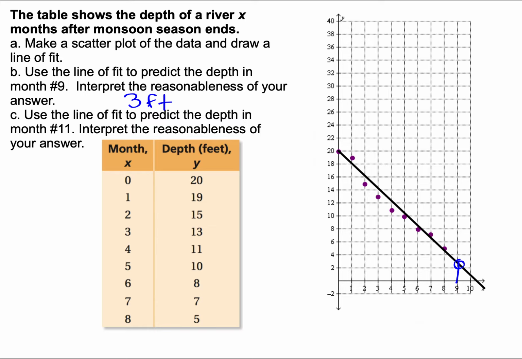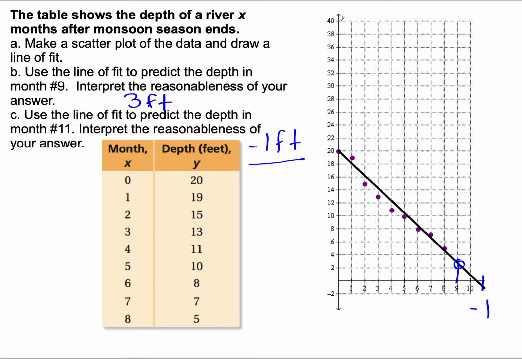Use the line of fit to predict the depth in month 11. Interpret the reasonableness of this answer. Okay, month 11 would be right here, and it looks like it's at about -1. So -1 feet of water. Now that doesn't make sense.